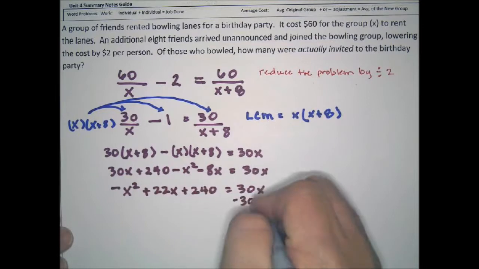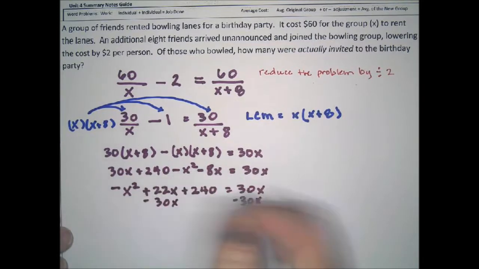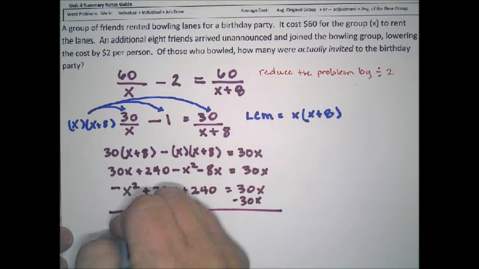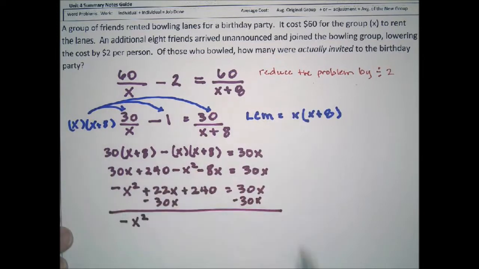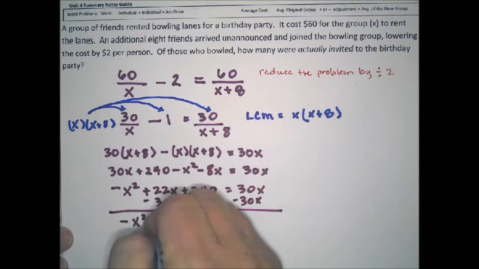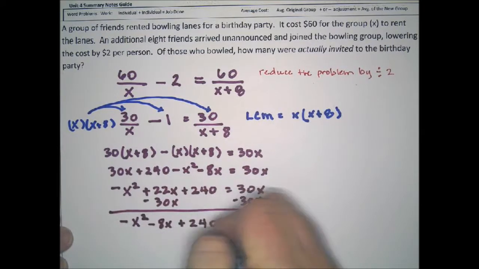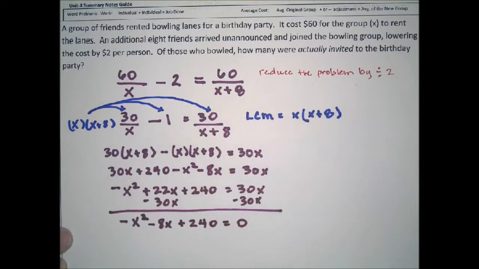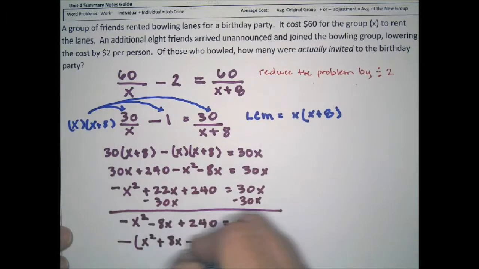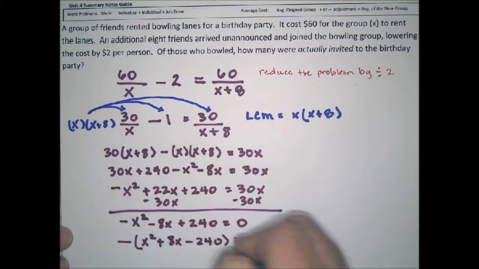So I'm going to subtract 30x. And I'm now going to have negative x squared minus 8x plus 240 equals 0. I like that first term to be positive, so I'm going to factor out a negative 1 from everything. So it's negative x squared plus 8x minus 240 equals 0.